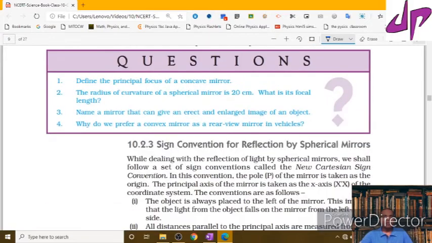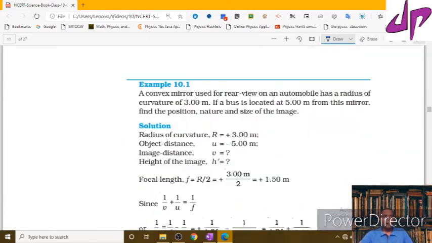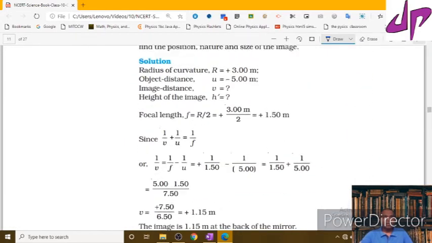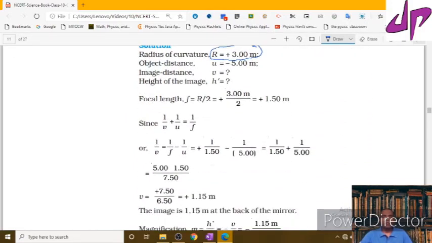The example shows the sign convention. Depending upon the mirror, we have to take the values that are given. Now this is the example problem given here. If it is a convex mirror, the radius of curvature we should take as positive. Once we take the radius of curvature according to the sign convention, there won't be any confusion while solving this problem. So this is the point you should remember very carefully.